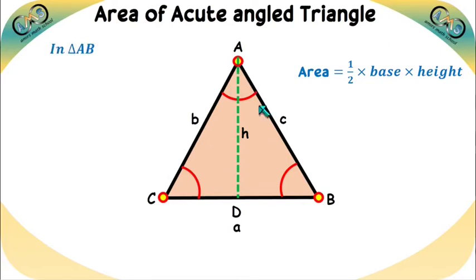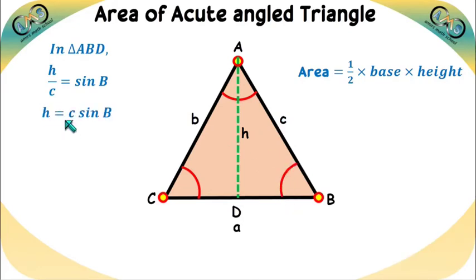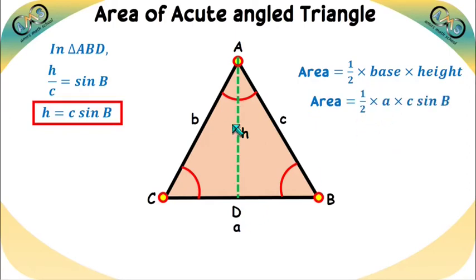In triangle ABD, we can write A by C is equal to sine B. That is, the perpendicular divided by the hypotenuse is equal to sine B. From here, we can write A is equal to C sine B. So we got the value of height A. So the height of this acute angle triangle A is equal to C sine B. If we substitute this height and this base in this equation, we have the area equal to half times the base is A and the height is C sine B. So the area is half AC sine B.